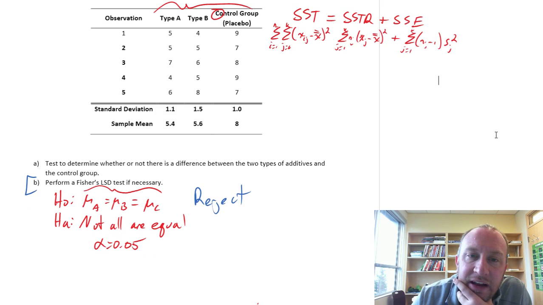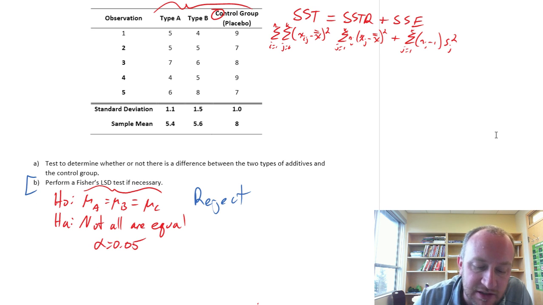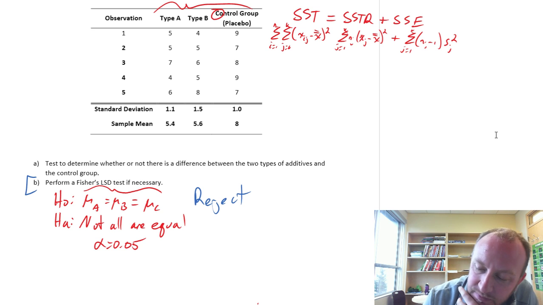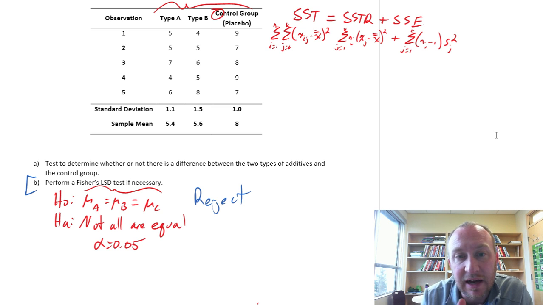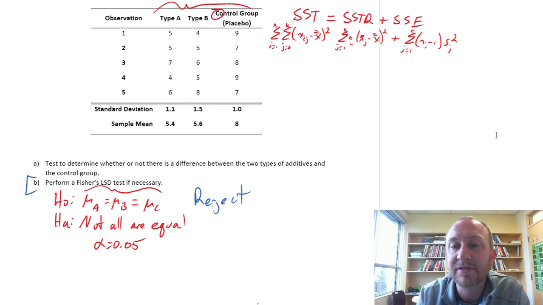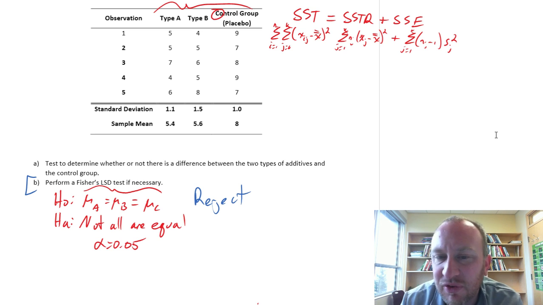So the question now, of course, is to identify where the difference is. Which one is different of these three? The methodology that we'll use is called Fisher's LSD. And Fisher's LSD is actually a fairly straightforward approach. It's effectively a series of two-sample t-tests with some slight differences.